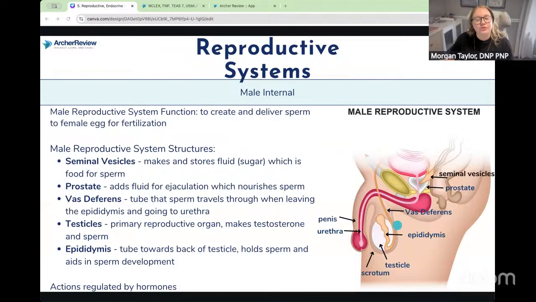So sperm produced in that testicle here, that's the primary reproductive organ for males. It's then stored in the epididymis, which is the tube towards the back of the testicle, and it holds it there until it is ready. It then travels through the vas deferens, the tube that leaves the epididymis and goes up to the urethra. Because you see there, we're also getting that seminal vesicle and prostate releasing fluid as well as sperm into that urethra. So that's kind of the order. Looks like you guys have got that down.